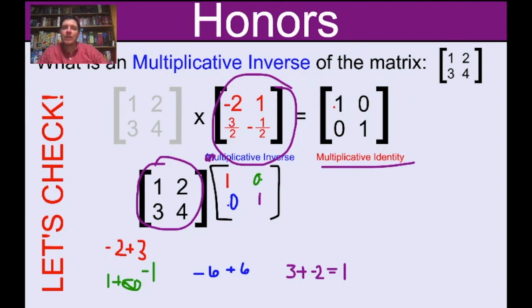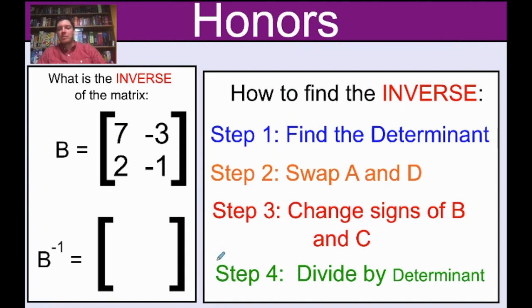Let's practice some more. Okay, so if you want to pause the video right here, I've got the steps all laid out for you. Probably do pause the video and try one on your own. I'm going to just go ahead and start because you can pause if you need. Step number 1, I need to find the determinant. So that's going to be 7 times negative 1 is negative 7. And remember, the determinant, we subtract.